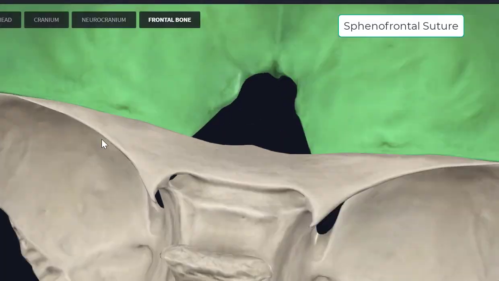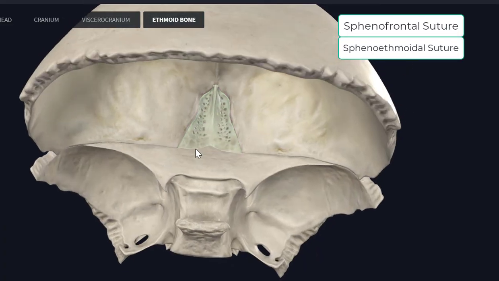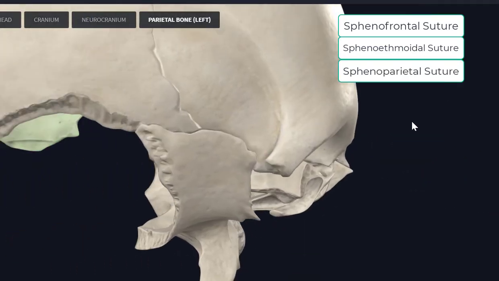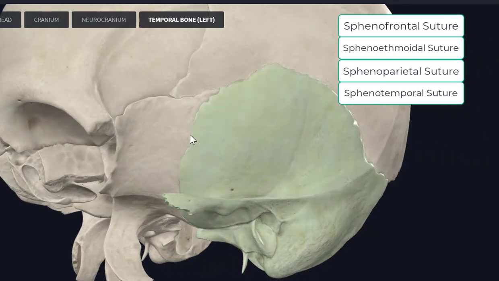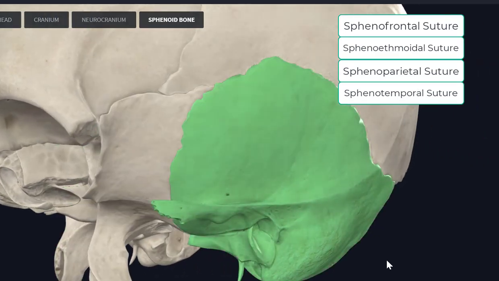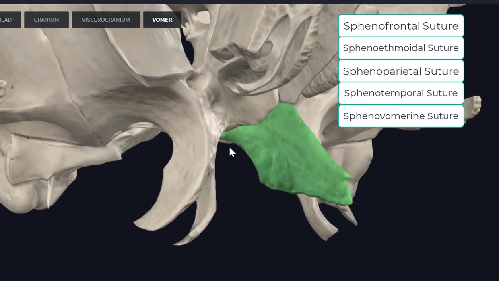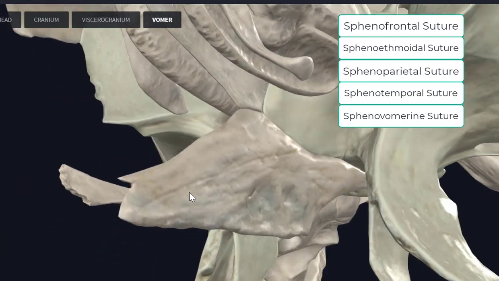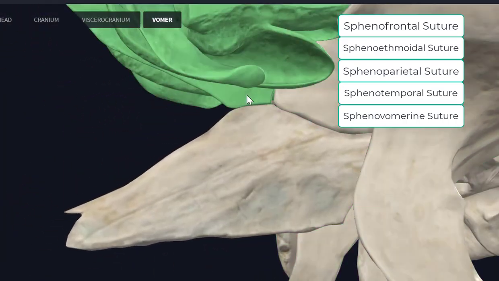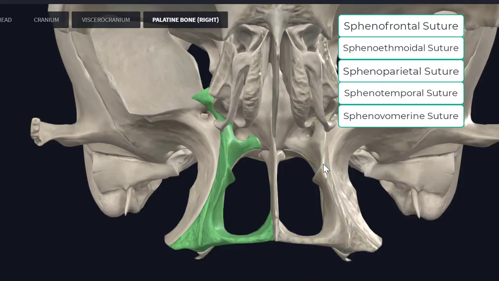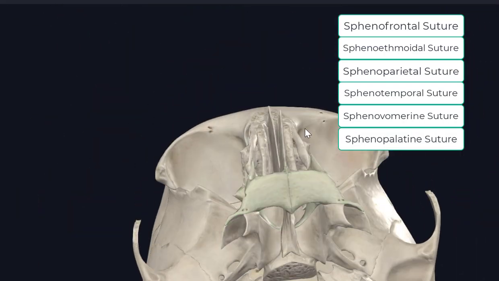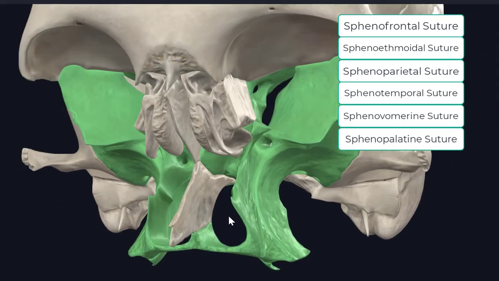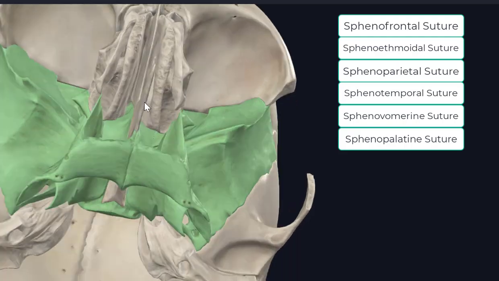Sphenofrontal suture, sphenoethmoidal suture, sphenoparietal suture on both sides, sphenotemporal suture, sphenoid bone, temporal bone, sphenovomerine suture, sphenoid bone, vomer, ethmoid bone, vomer, sphenopalatine suture. Here is the sphenoid bone and the two palatine bones.